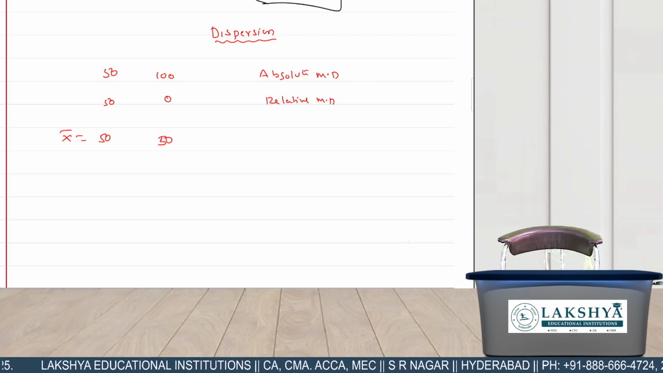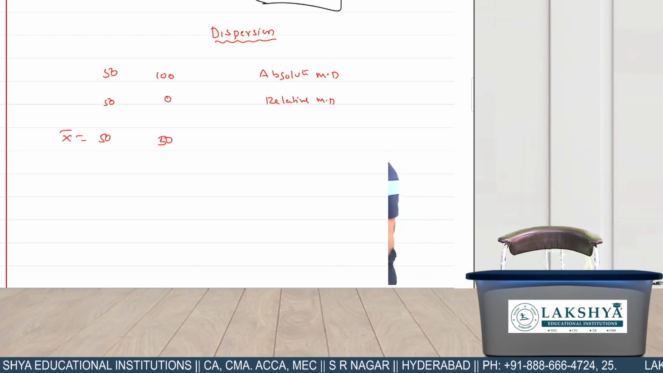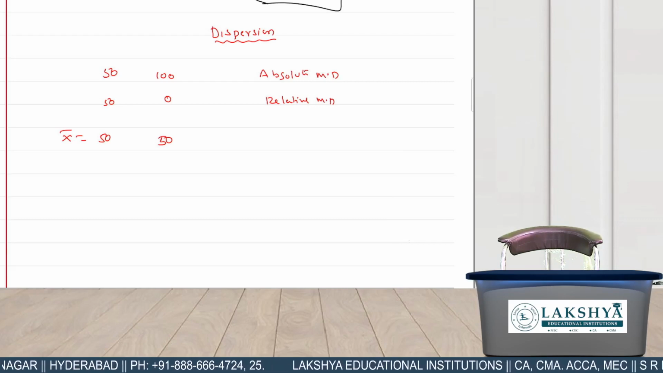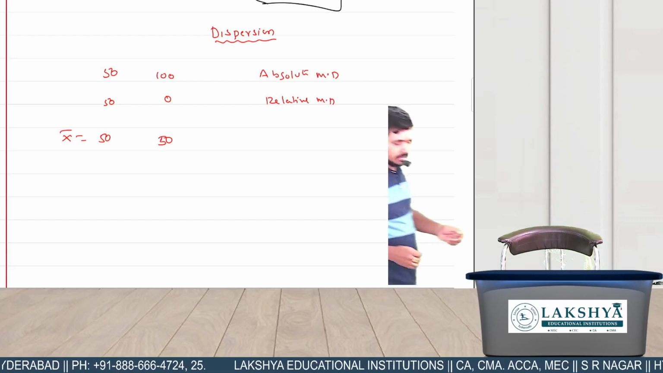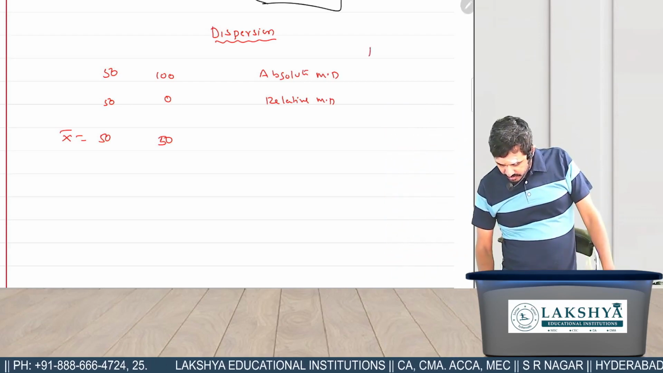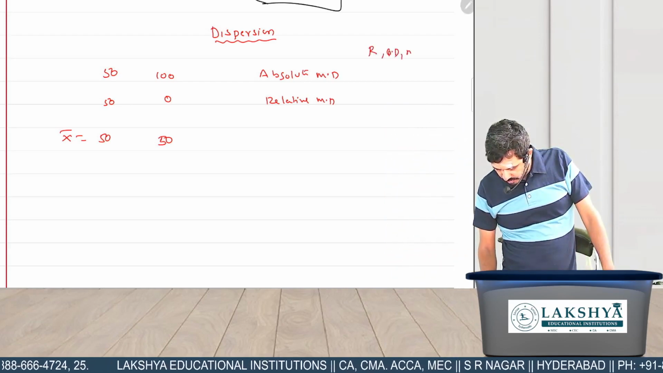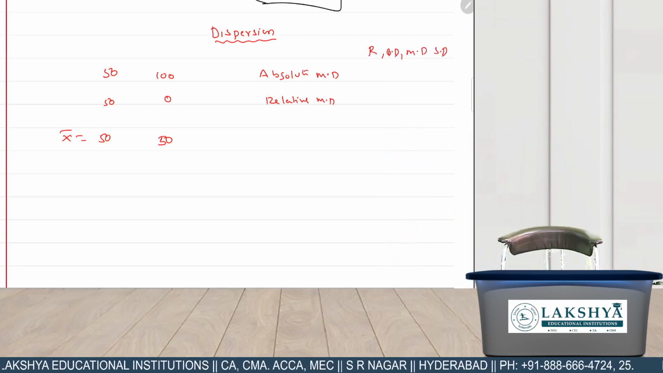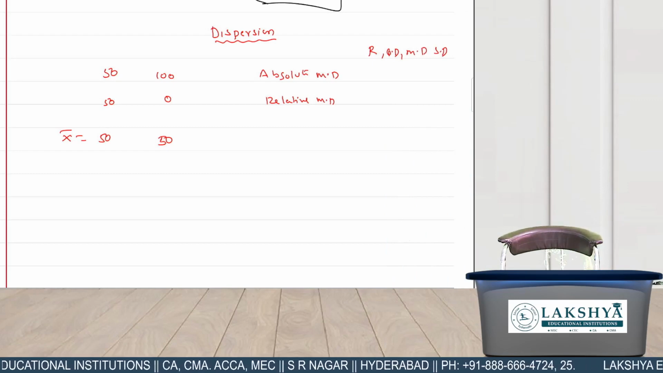It's not possible to compare two or more series if the series have different units, right? That is the reason these are rarely used for comparing consistency and inconsistency. Absolute measures of dispersion are categorized into four types: range, quartile deviation, mean deviation, and standard deviation.